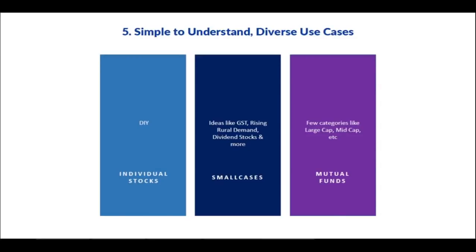Rural demand, I already told you about. Dividend stocks, we have a smallcase called Dividend Aristocrats, which is basically those stocks which have always kept increasing the dividends that they have given every year. Whereas in mutual funds, it's restricted again to very few categories like large cap, small cap, ELSS, etc. True. So these are the differences between how single stocks, smallcases, and mutual funds come together.